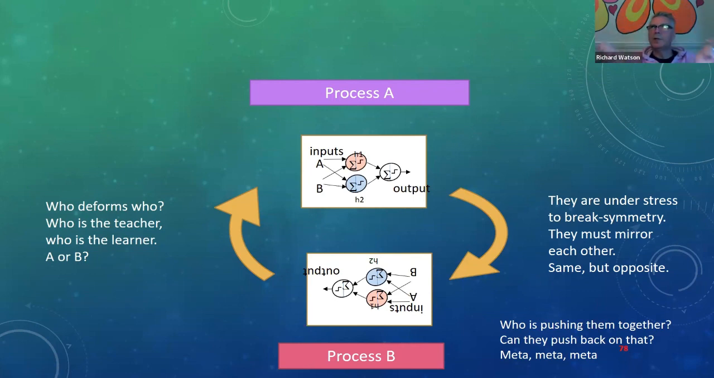When we thought about the organism being pushed on by the environment, we said, these two nodes are being squished together and they pop out into another dimension because the learner is forcing them. But if the organism and the environment are also in a similar kind of relationship, they're being pushed together and caused to pop out to differentiate organism from environment. Who's pushing them together? Can they push back on that? Meta, meta, meta. It's going to get fun.